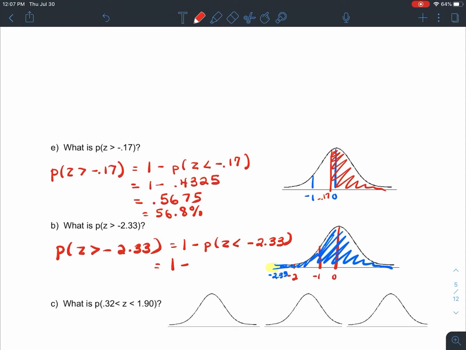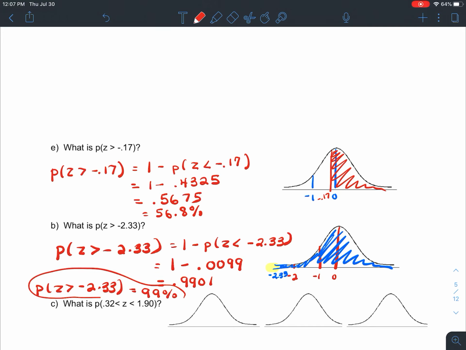At this point, hopefully you're comfortable with using the table. You should go to your table. You would want to look along the left side for a z-score of negative 2.3. Go across the top, look at the column 0.03. Those two should collide at 0.0099. We subtract that off of 1, and that gives us the probability that a z-score is to the right of negative 2.33, which would actually be about 99%. It's almost all the curve anyhow.